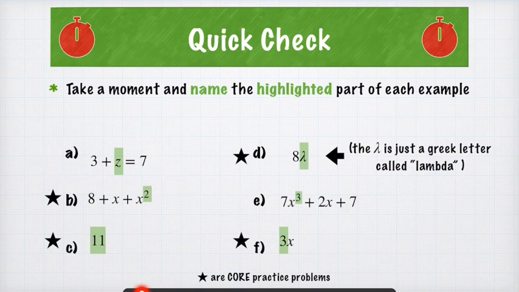Here you have 3 plus z is equal to 7. Remember, we're not trying to solve it. We just want to name the highlighted part of each example. The highlighted part in this one is the z, and so we can say that the best example of this is that it would be a variable. I'll give you a few minutes. I'll let you pause and take a few moments to work these out.